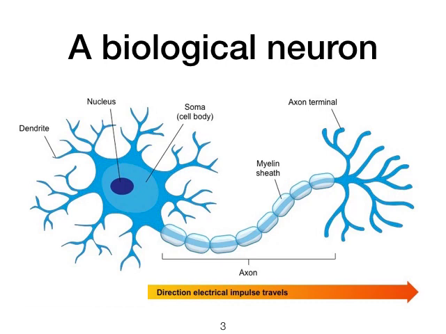So first we have a group of dendrites, which are these things at the end here, and these are integrating incoming signals from lots of different neurons.